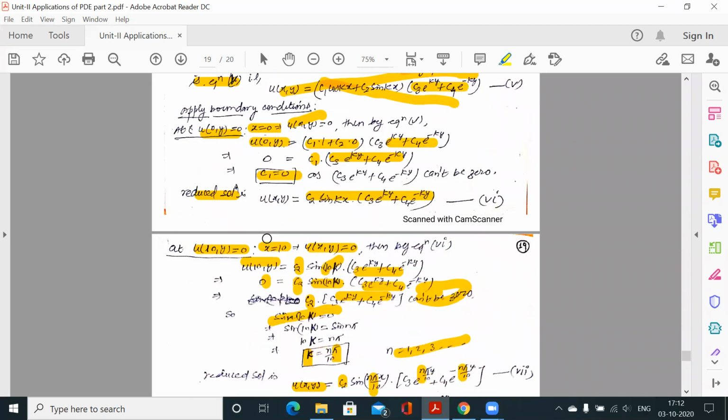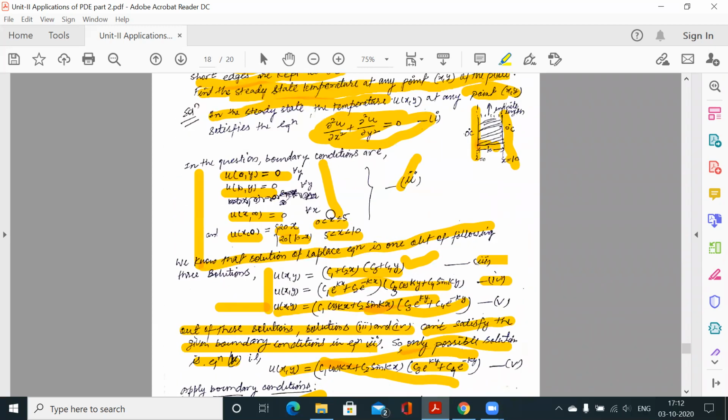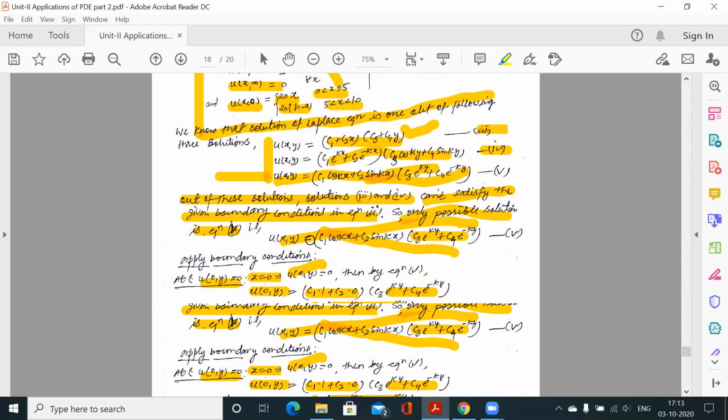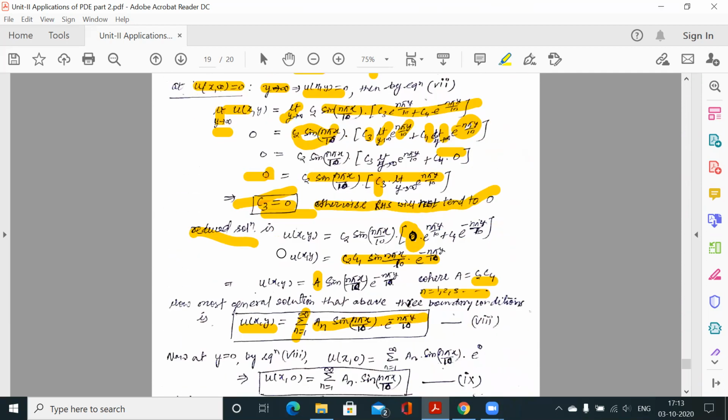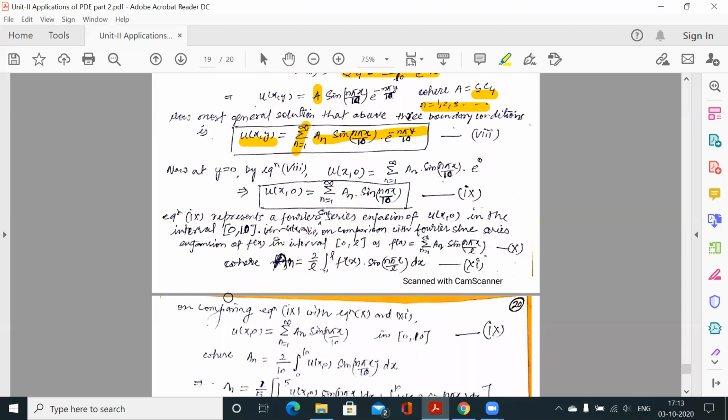Now the fourth condition, there are 4 conditions. This is u(x, 0), which is f(x), the initial temperature. This is our reduced solution. Now for the last condition, y is 0. If you substitute y equals 0, what would it be? e to the power 0, and e to the power 0 is 1. So this is our solution.